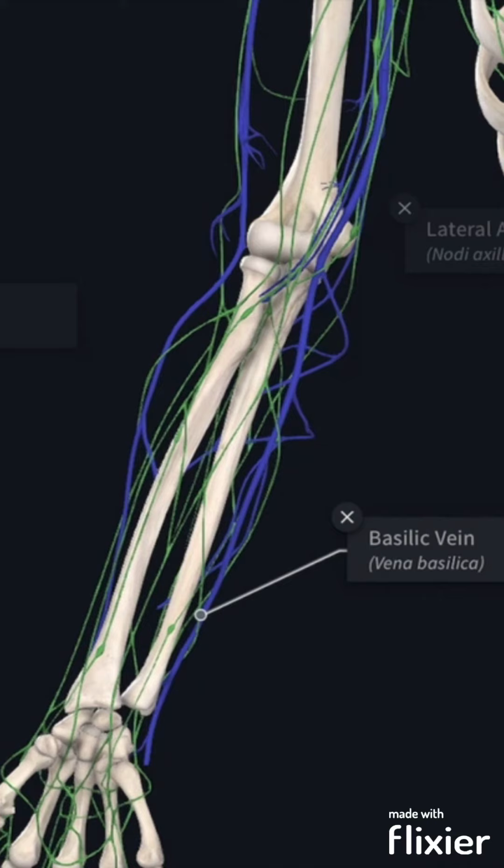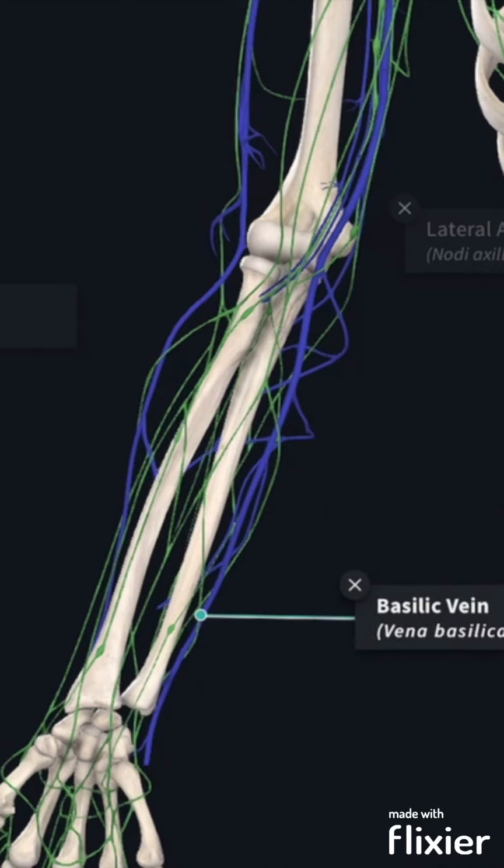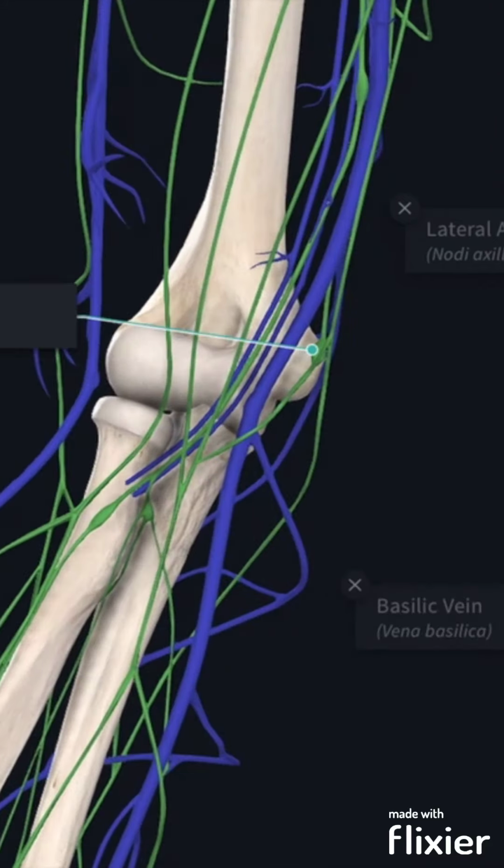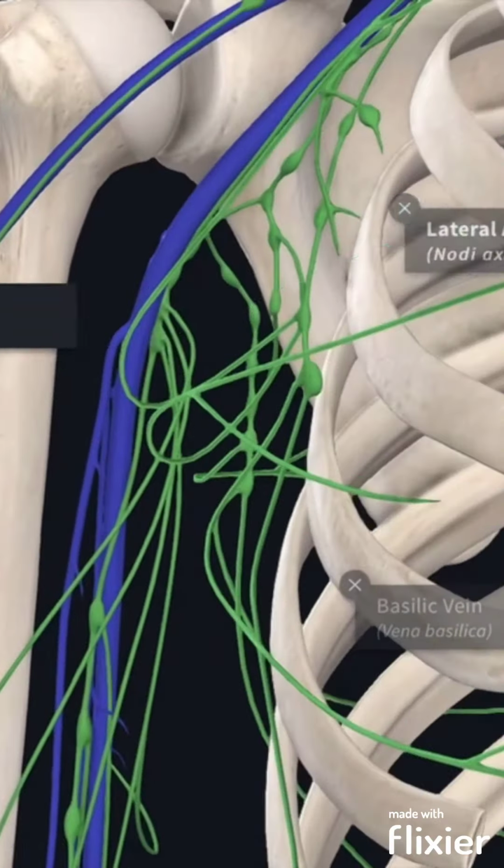They follow the basilic vein. So this is the basilic vein. They follow the basilic vein and they are intercepted mostly by the supratrochlear nodes, which lie slightly above the medial epicondyle. The efferent vessels from the supratrochlear lymph node drain into the lateral group of axillary lymph nodes.